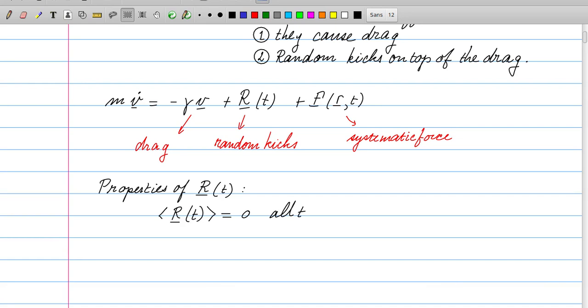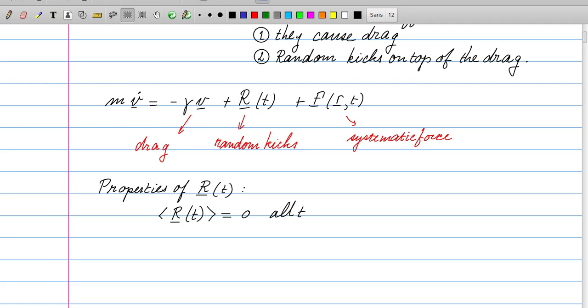For all times. So imagine the fluid or the gas being at rest, which means that its center of motion is at rest. Then obviously if I put a particle in, initially at rest, it will get random kicks from all directions, and these will average out. That's an average in time.